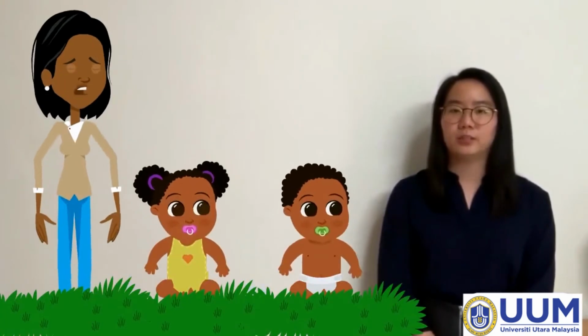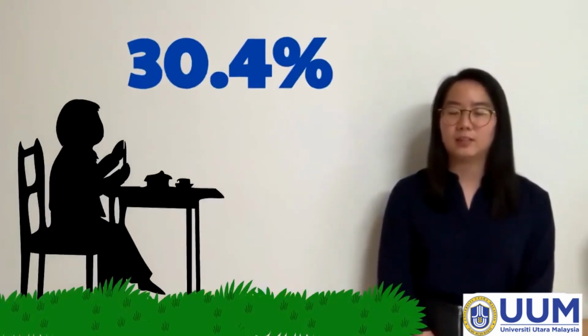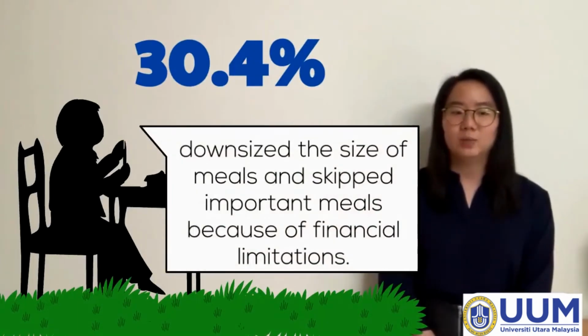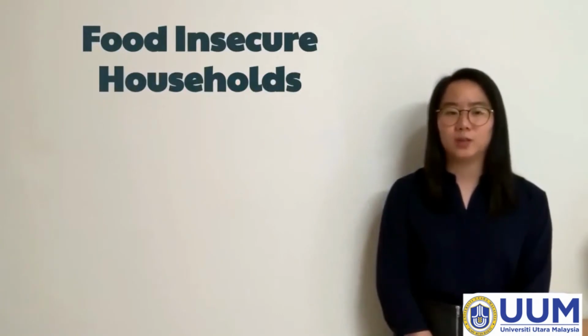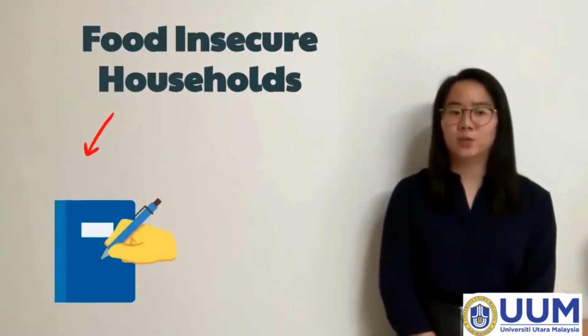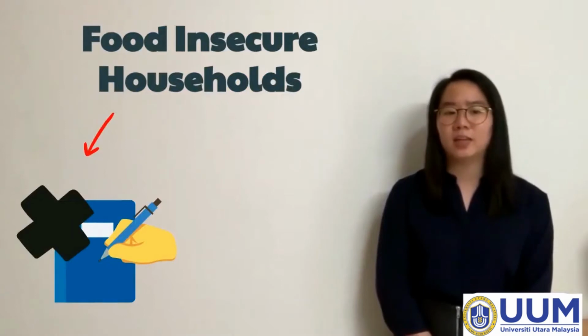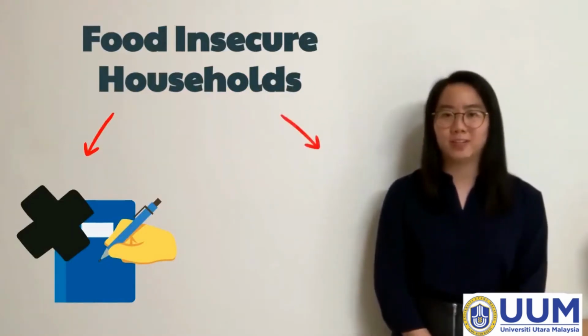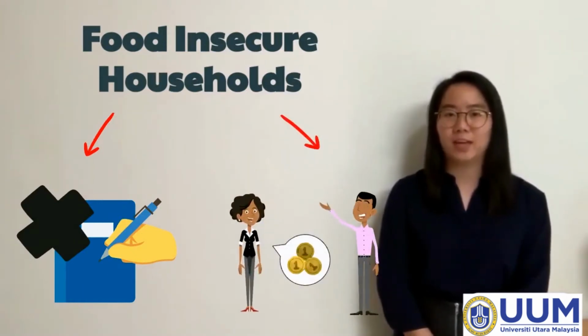However, there are still families that face food insecurity, as a study shows that 13.4% of adults had downsized meals and skipped important meals because of financial limitations. This will affect the family, as food insecure households tend to reduce expenditures on the children's education, which directly stops their children from getting any sort of education. Food insecure households will also borrow money to buy food, and take food from relatives and neighbors.